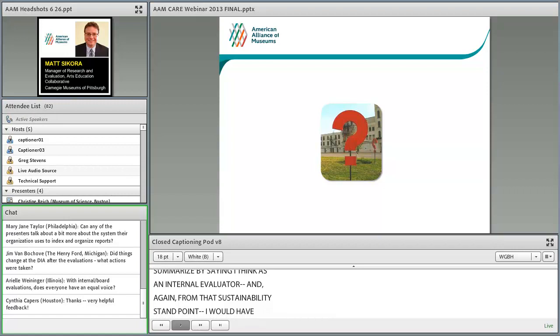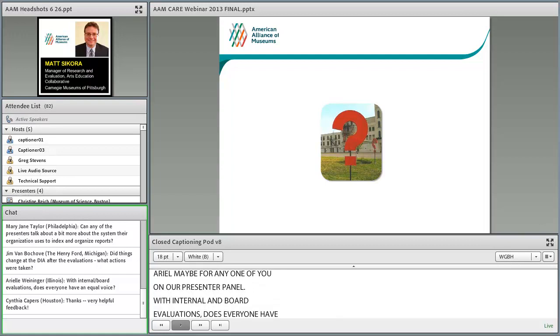So I guess I would summarize by saying, as an internal evaluator, and from that sustainability standpoint, I would have always wanted to see more, and we were always pushing for more impact and more change. But I always had to remind myself of that model of organizational change, and that some of these things are cumulative and are going to take place over time, and that's an ongoing process.